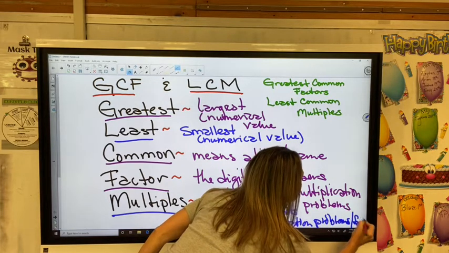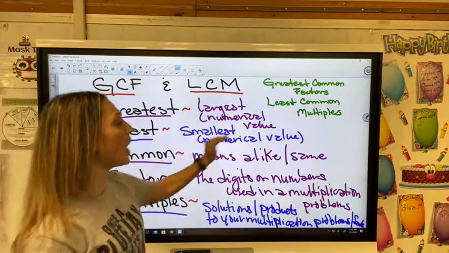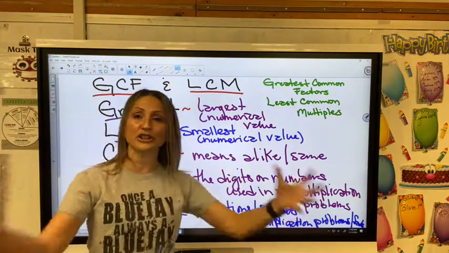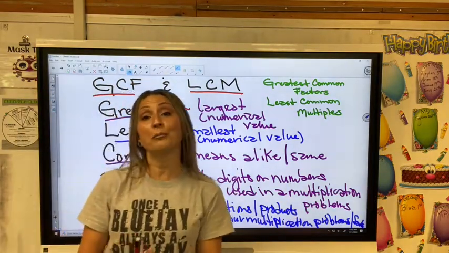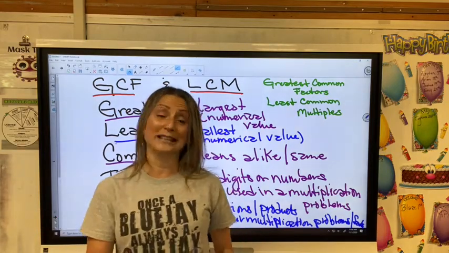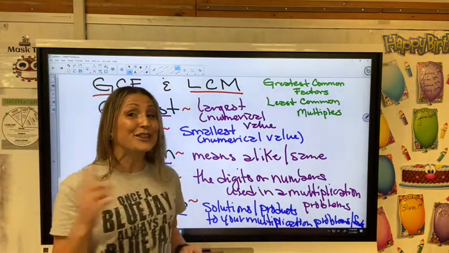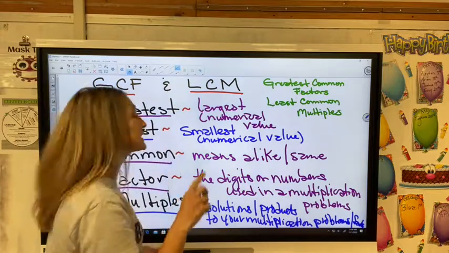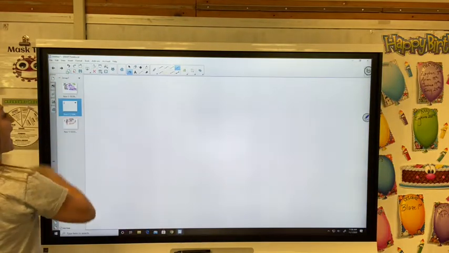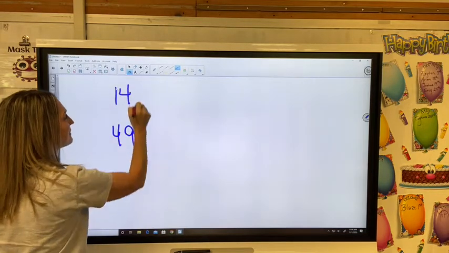And I'm writing them really small, so I'm going to read that to you again. So least is your smallest numerical value that is the same when you find the solutions or the products to your multiplication problems or your multiplication facts. And I'm going to show you an example of that as well. And sixth graders, I'm actually going to use the two numbers I already used in our GCF. So if you recall, in our GCF, I used the number 14 and 49.